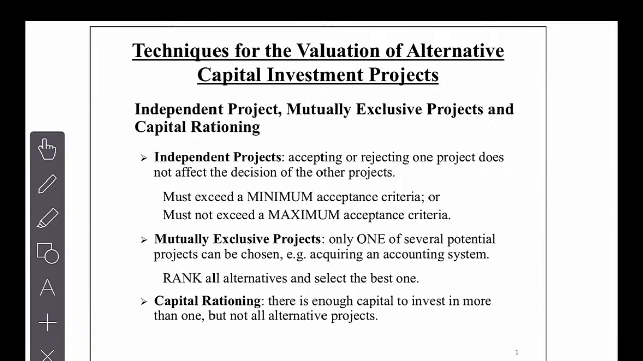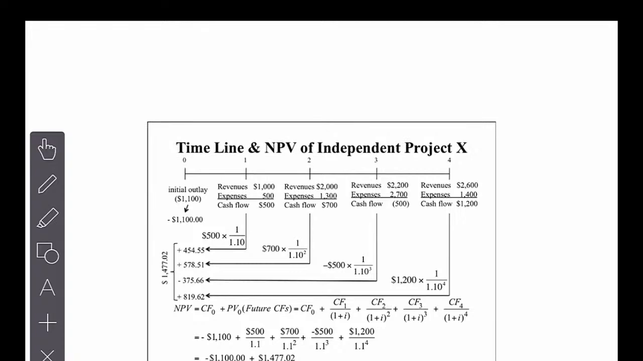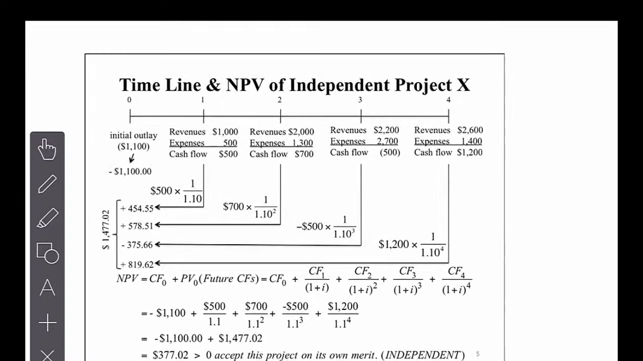So you need to know the difference between, to begin with, what kind of project you are evaluating. Are you evaluating an independent project, or a mutually exclusive set of projects, or is there capital rationing? So what are the distinctions? When you're evaluating an independent project, I'll just give you an example. I have lots of examples.